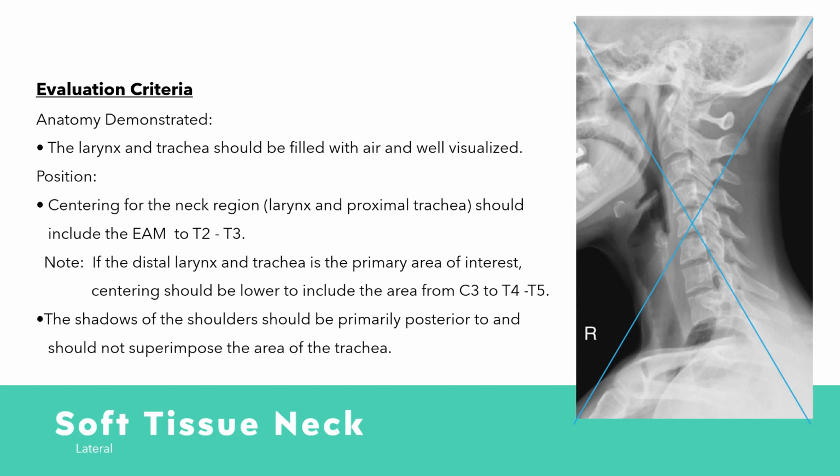Position. Centering for the neck, larynx, and proximal trachea should include the EAM to T2, T3. Note, if the distal larynx and trachea is the primary area of interest, centering should be lower to include C3 to T4, T5. The shadows of the shoulders should be primarily posterior and should not superimpose the area of the trachea.